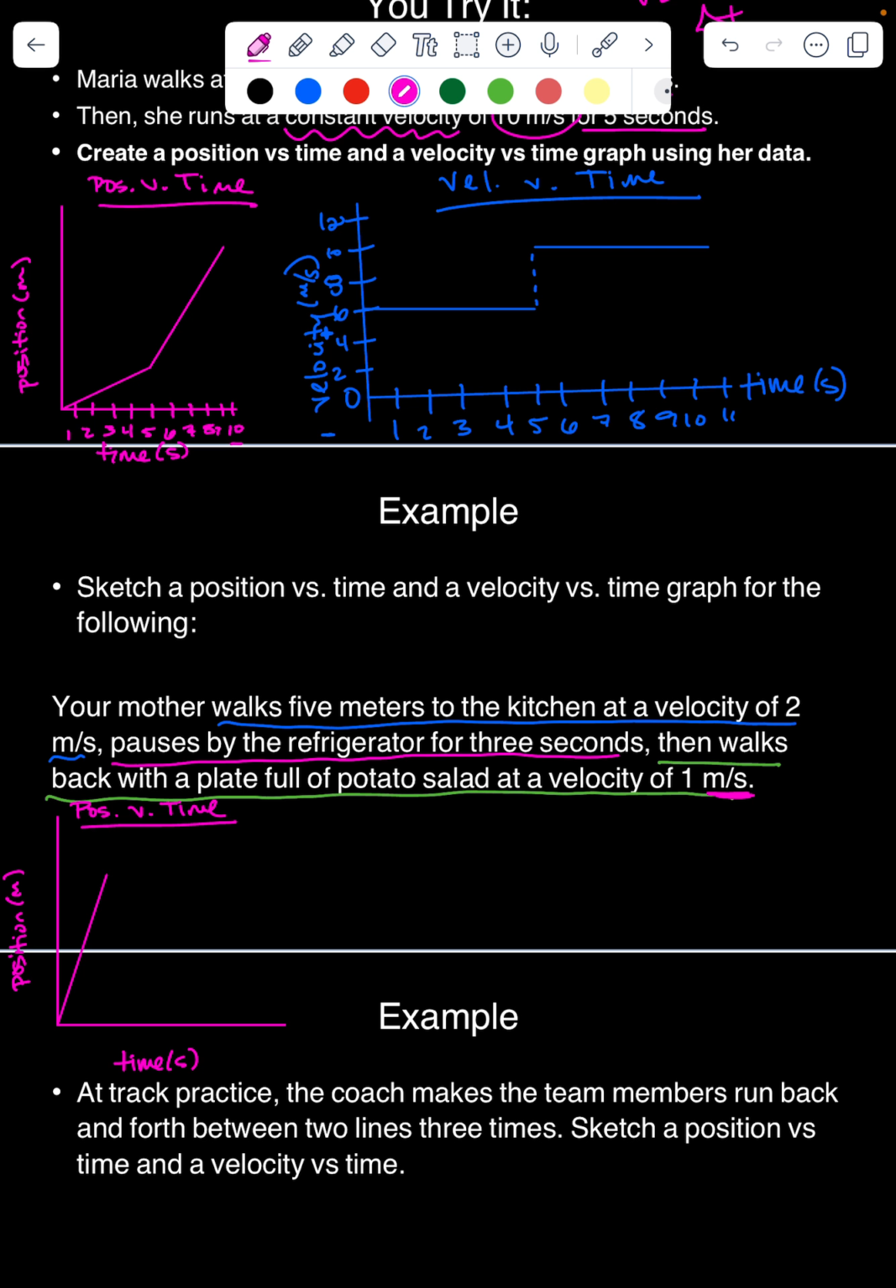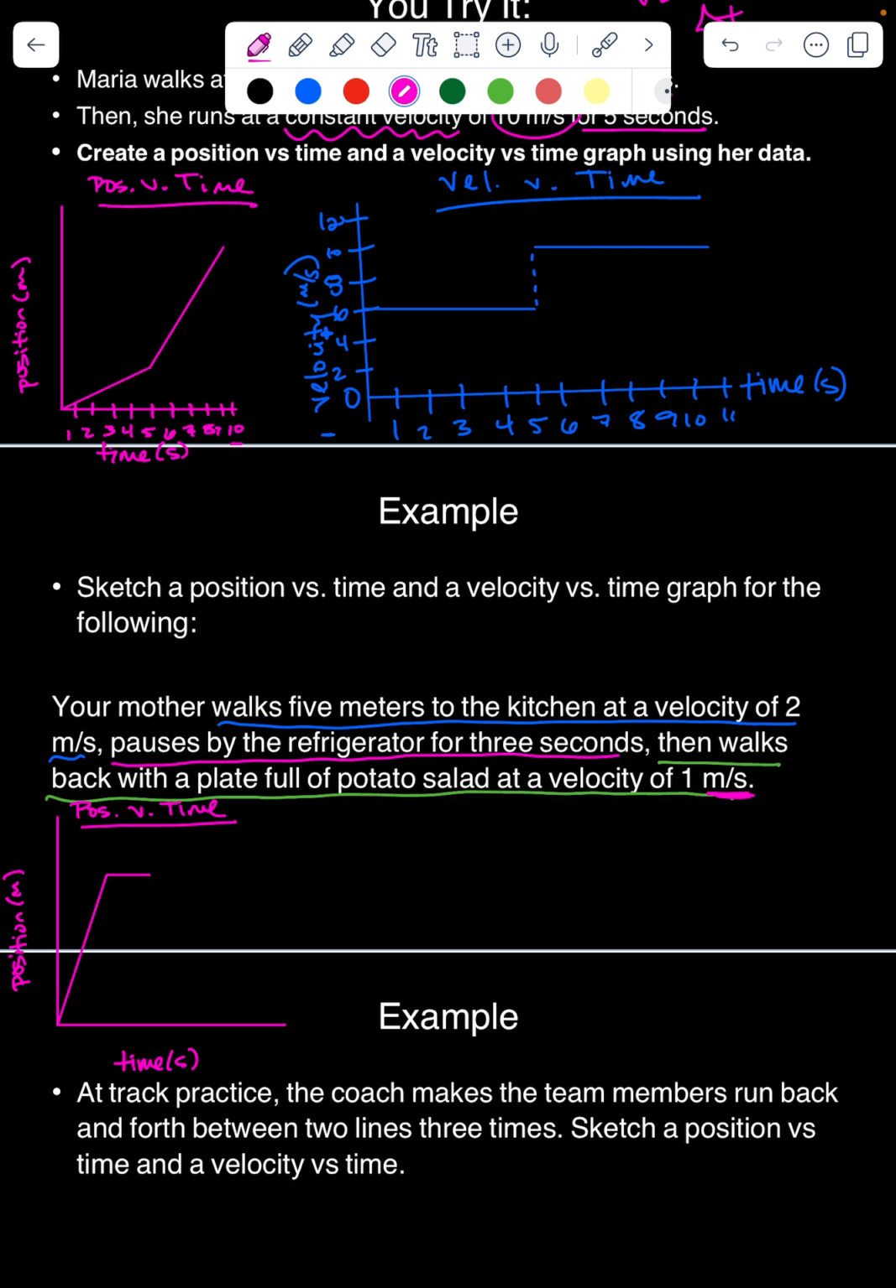Easy peasy. All right, so our second segment is she pauses by the refrigerator for 3 seconds. Well, what does that mean? If she pauses, that means that she is looking in the refrigerator, digging in the refrigerator, but not changing her position. So she's not moving, which is shown by a straight horizontal line for those 3 seconds.